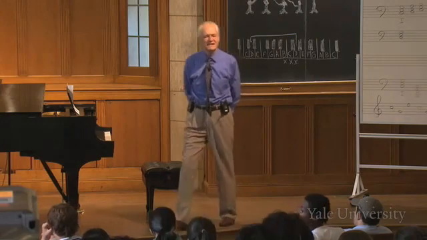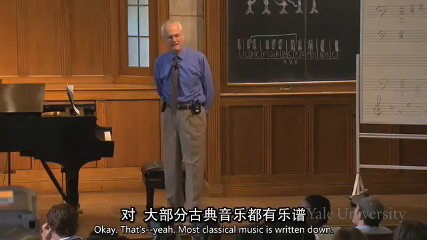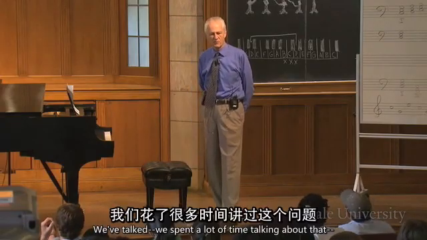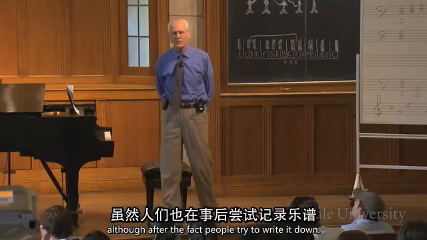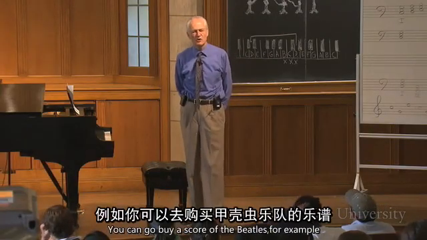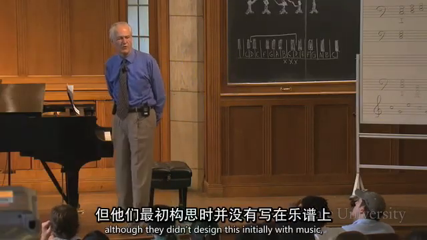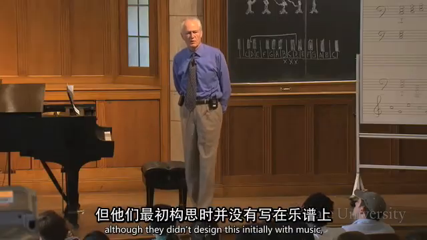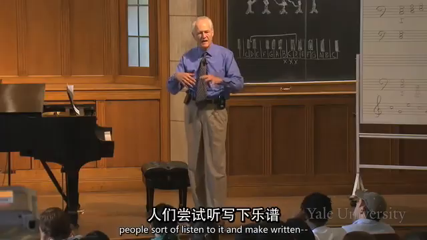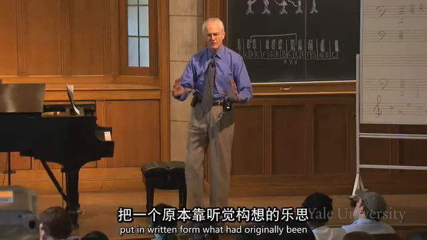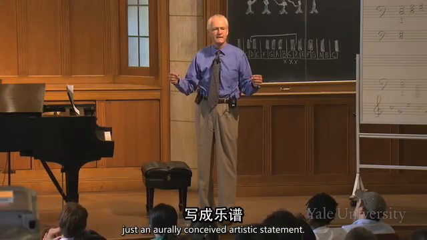Yeah. Okay, that's it. Yeah, most classical music is written down. We spent a lot of time talking about that, and most popular music, well, virtually all of it, although after the fact, people try to write it down. You can go buy a score of the Beatles, for example. Although they didn't design this initially with music, but after the fact, people sort of listen to it and put in written form what had originally been just an orally conceived artistic statement. Anything else, Roger?